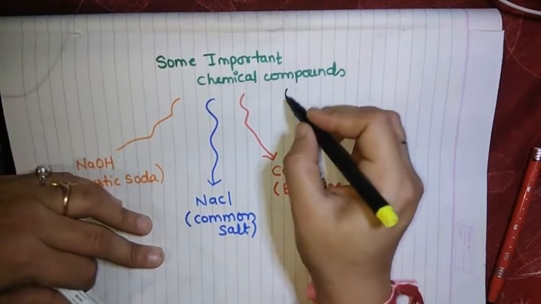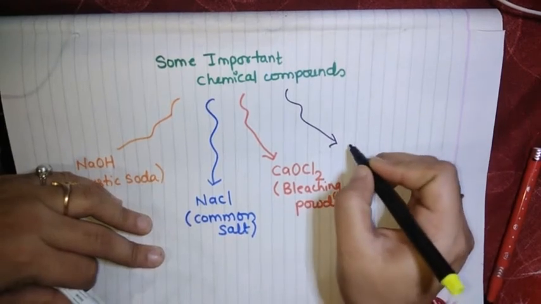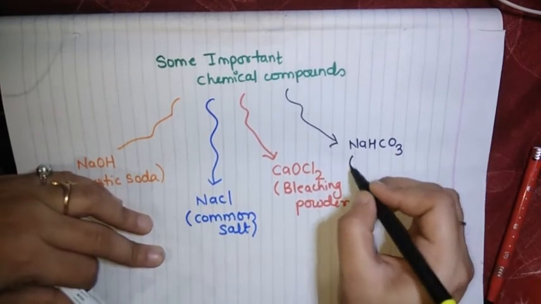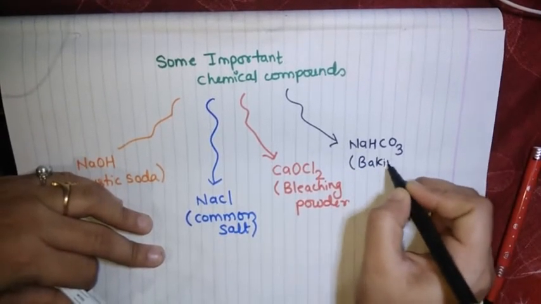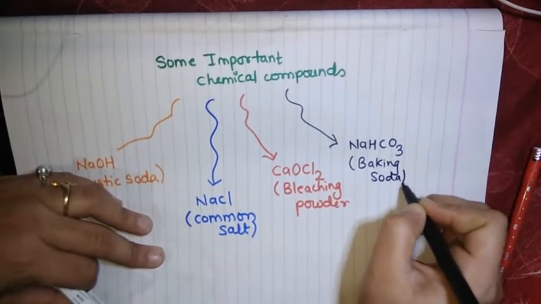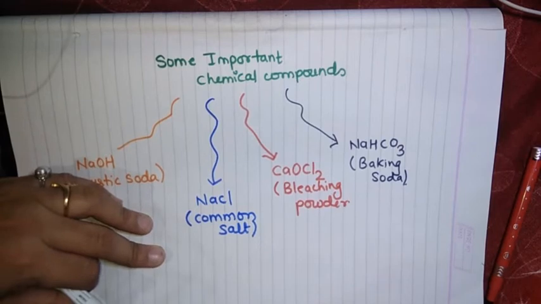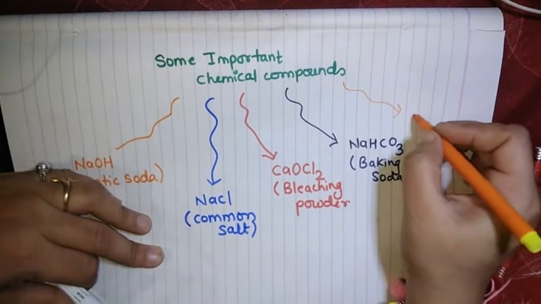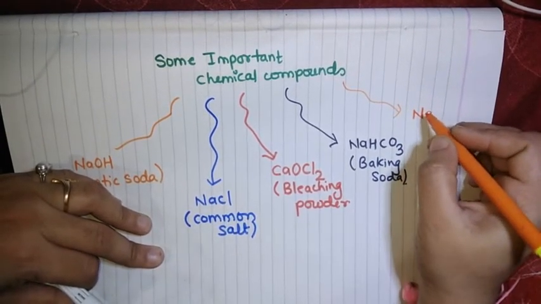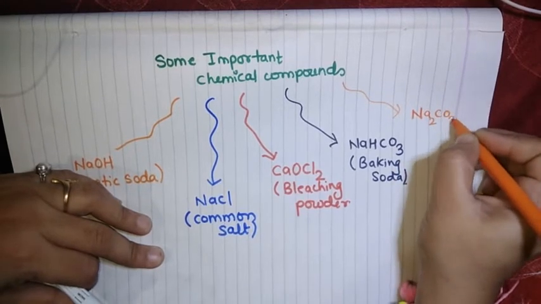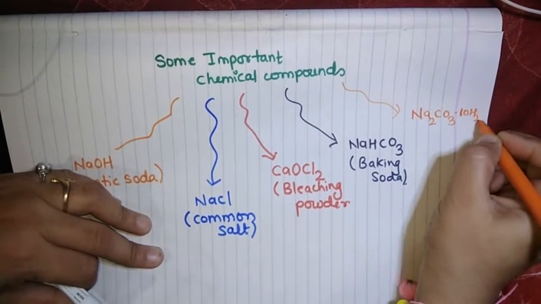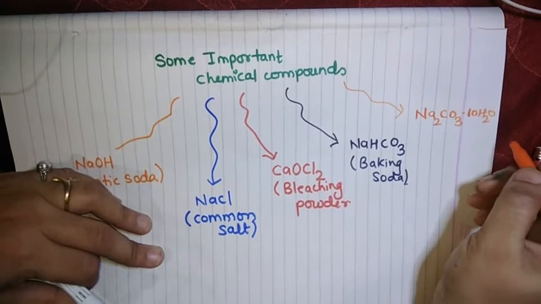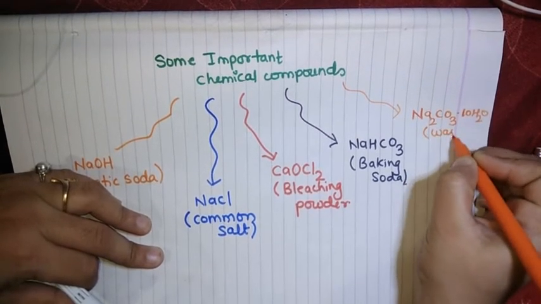Two more are there, that is sodium bicarbonate, very well known as baking soda. Also we can see that washing soda is a very important chemical compound, Na2CO3 dot 10H2O, because it has water of crystallization, that is why we put 10H2O. The name is washing soda.